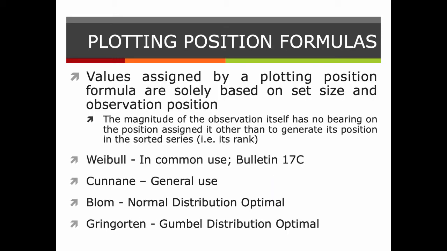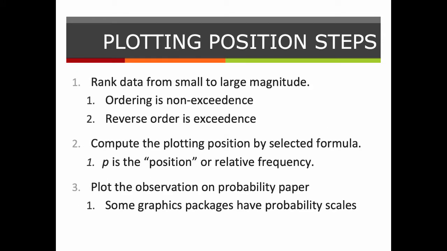So with plotting position formulas, the values are assigned based solely on the set size and the observation position. The magnitude of the observation itself has no bearing on the position other than to generate its rank. So Weibull's in common use, Cunnane is general use, the Blom is optimal for the normal distribution, and the Gringorten is optimal for the Gumbel distribution.